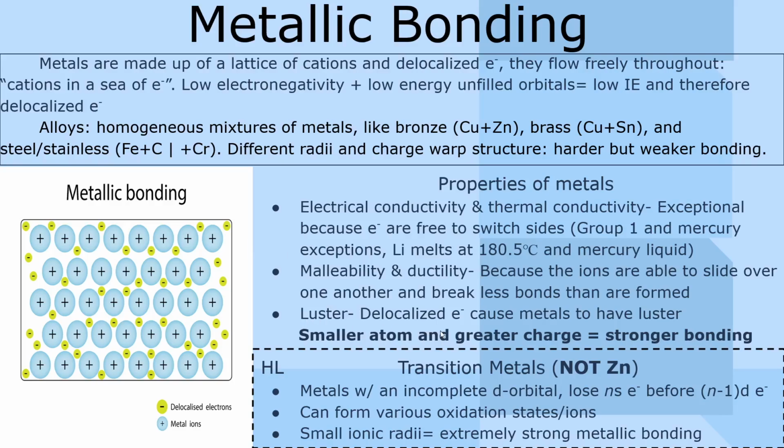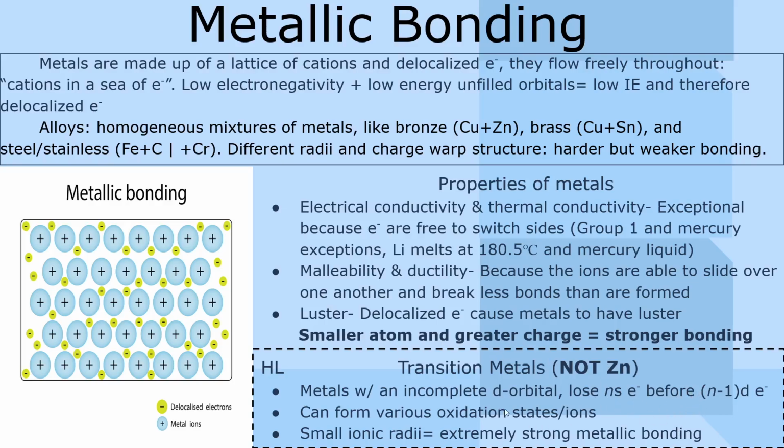For HL, for metallic bonding, transition metals, not zinc. Zinc is not a transition metal, and this is because transition metals are metals with an incomplete d orbital, but zinc has a full, complete d10 orbital. These lose the principal energy level s electrons before n-1 d electrons.